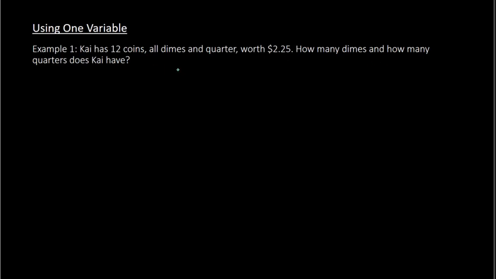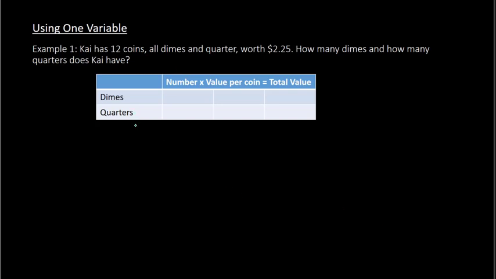Now, using the old method, we would create a table, and we'd have dimes and quarters. We'd have on the column the number times the value per coin equaling the total value. And we would use a variable such as x and let that represent one of these unknowns. So if x were dimes, then the number of quarters is going to be 12 minus x, because we have 12 coins total. So the number of quarters was 12 minus the number of dimes. So we kept it with the same variable, with x and x in both of them.